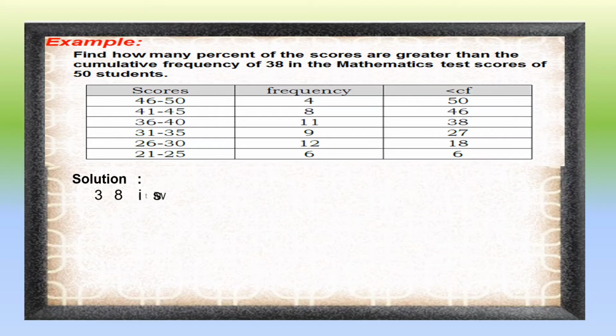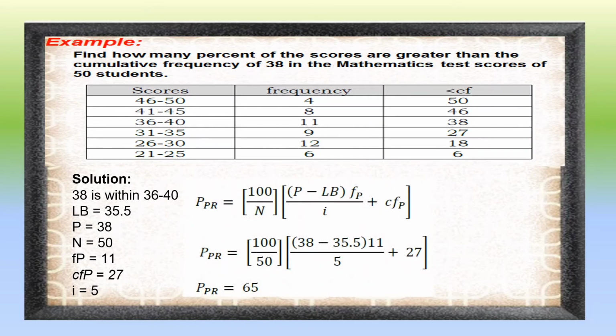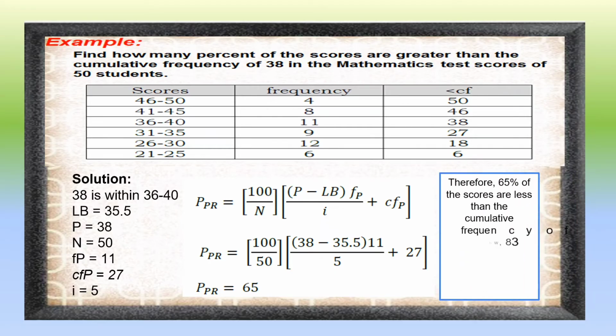Substituting the values that we have identified to our formula for percentile rank for group data, we have the quantity 100 divided by 50 times the quantity 38 minus 35.5 times 11 all over 5 plus 27. Simplifying the said numerical expression would result in the percentile rank, which is equal to 65. So therefore, 65% of the scores are less than the cumulative frequency of 38, while 35% of the scores are greater than the cumulative frequency of 38.